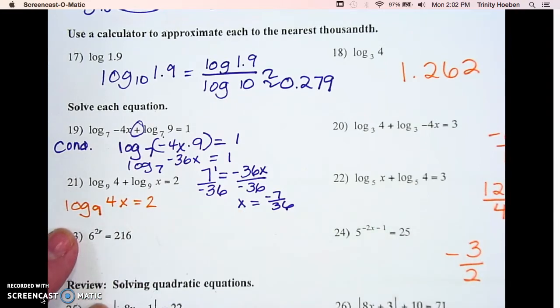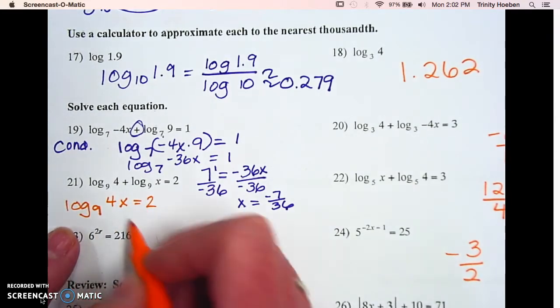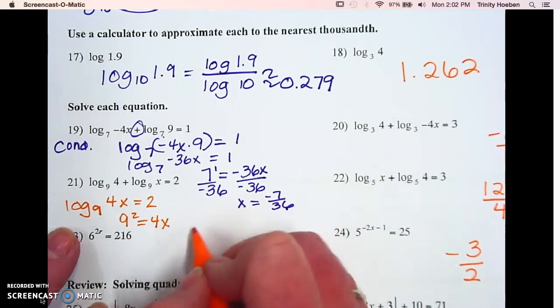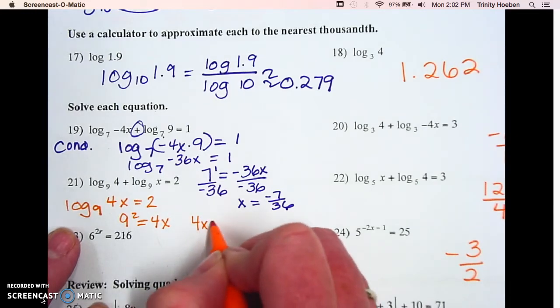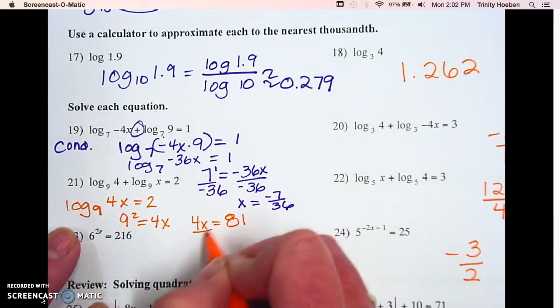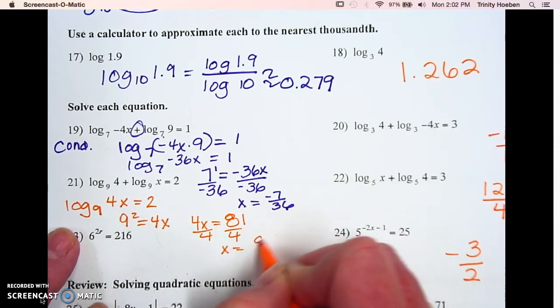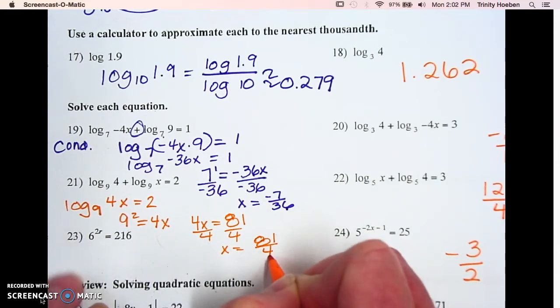I can rewrite that in exponential form. So I'm going to say 9 squared equals 4x. 9 squared I know is 81, so 4x equals 81. Divide both sides by 4. And so x is equal to 81 over 4.